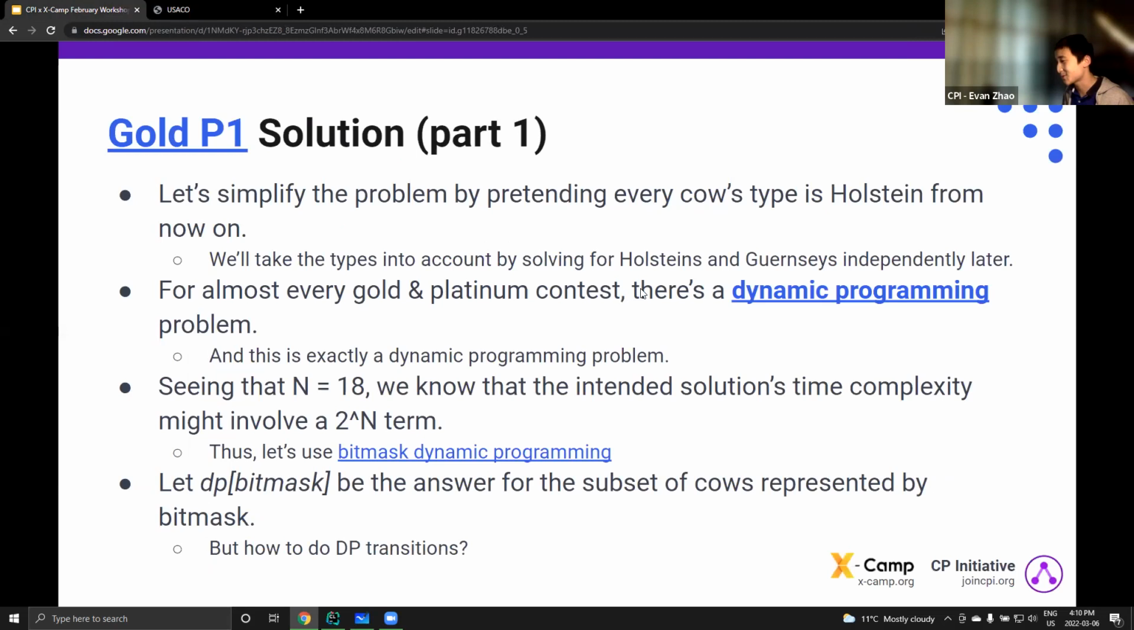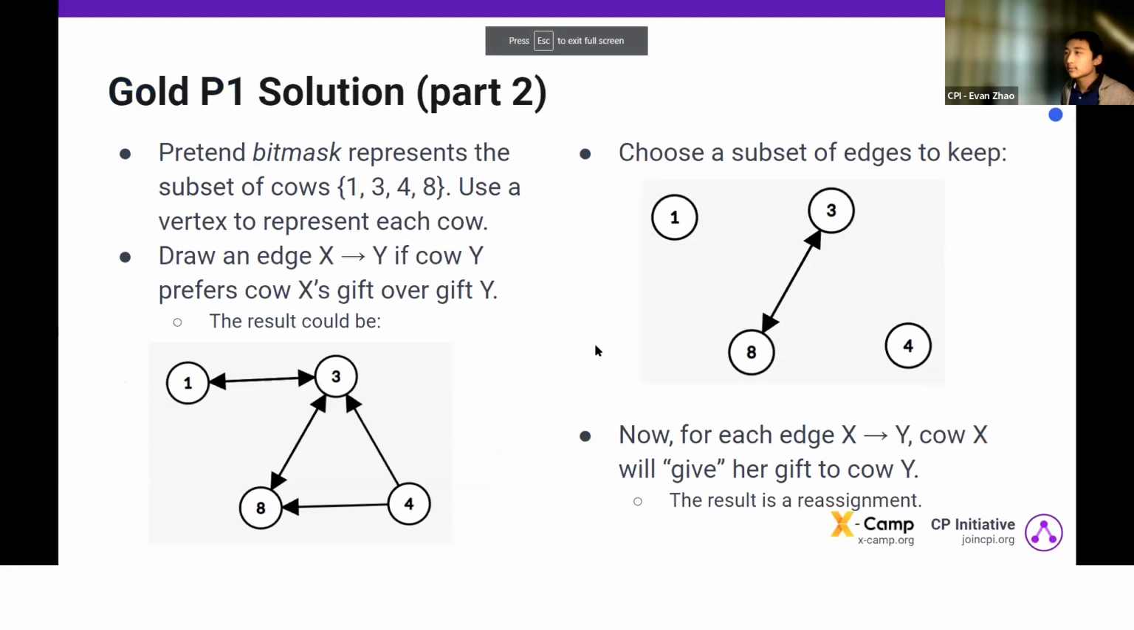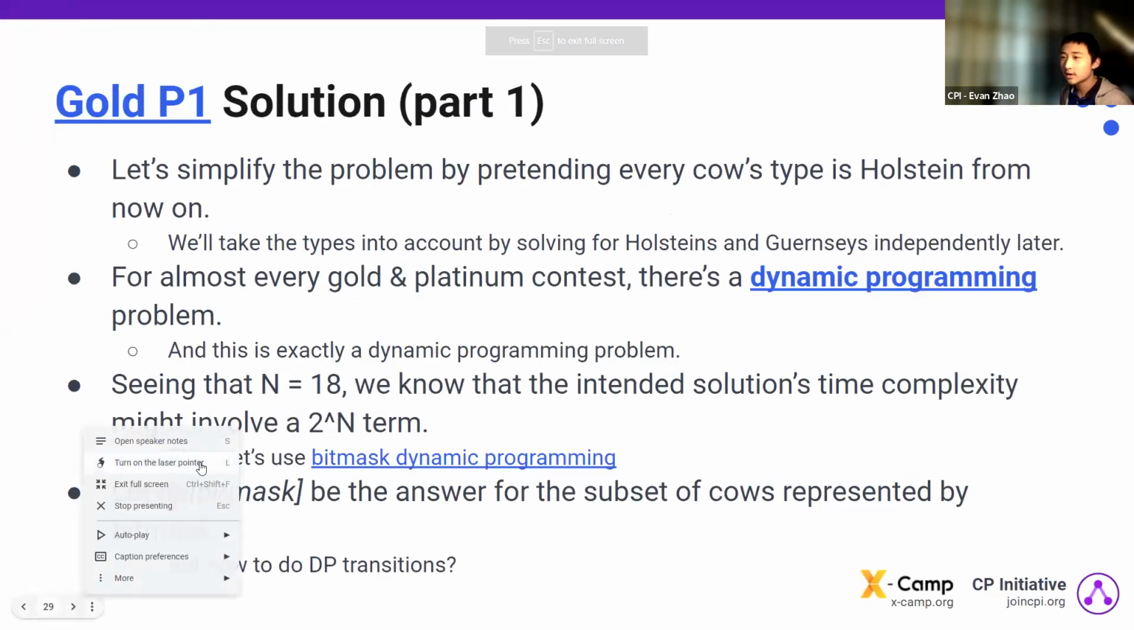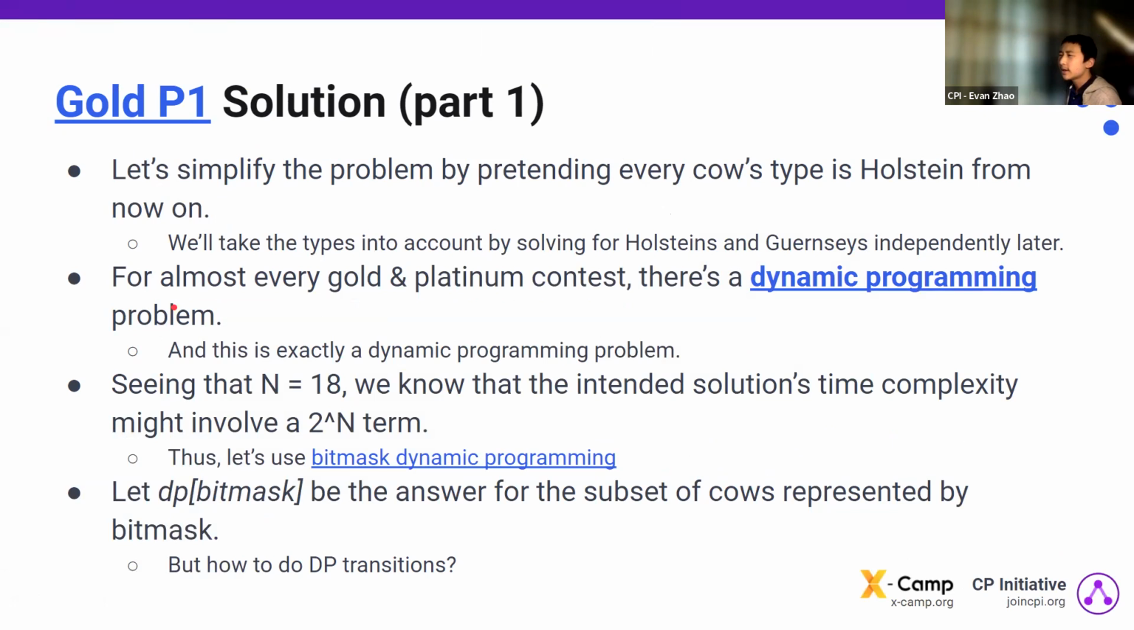Now let's jump straight to the solution because we don't have that much time. So let me just talk about the solution now. My solution does assume that you guys have some background knowledge on dynamic programming and a bit of graph theory. So if you don't know, then it's going to be hard to comprehend. First of all, let's simplify the problem by pretending every cow's type is Holstein from now on. This will make it easier. It doesn't matter if you pretend every cow's type is Guernsey. As long as every cow's type is the same, it will be simplified.